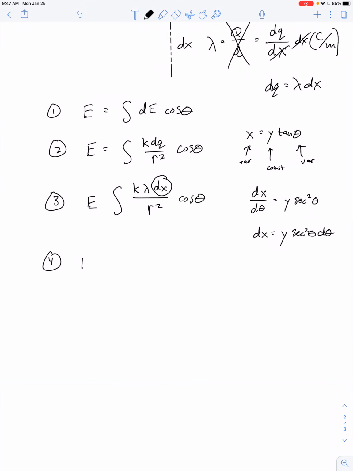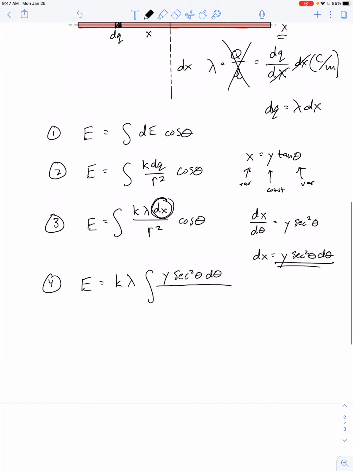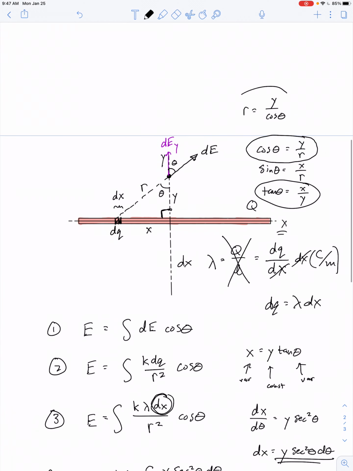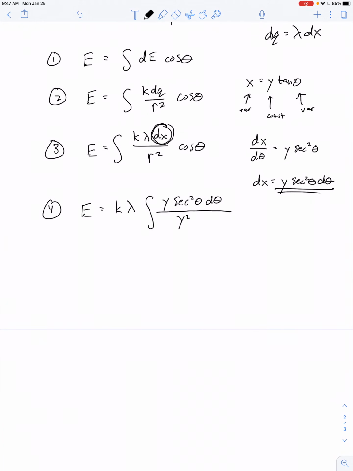So in step 4, we have E equals, let's pull the k and the lambda out of the integral, k lambda times the integral of, so we are left with a dx, but we substitute that with y secant squared theta d theta. And then we've got r squared in the denominator. So if r is y over cosine theta, then of course r squared is y squared over cosine squared theta. And then we still have this cosine theta.